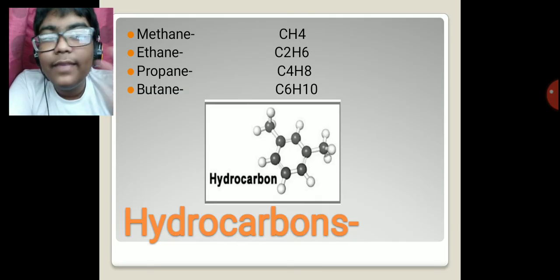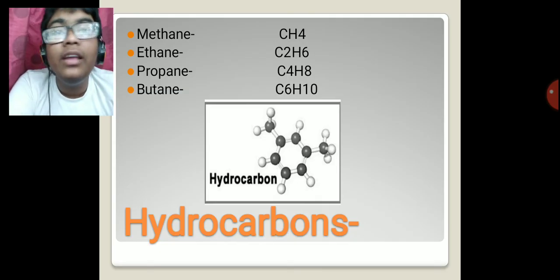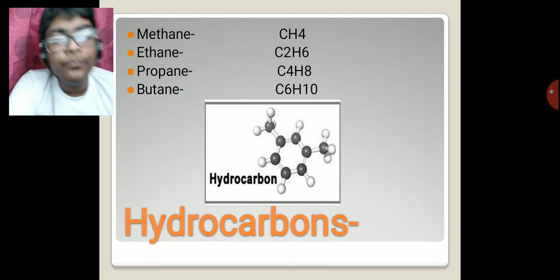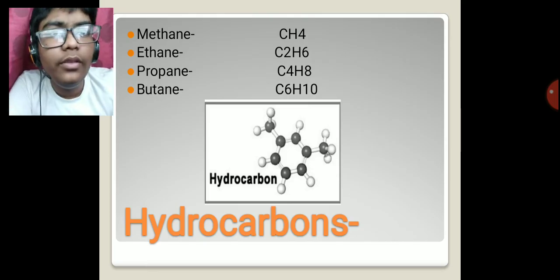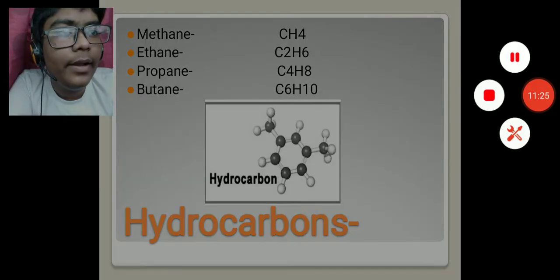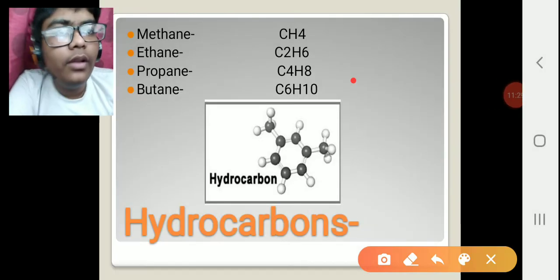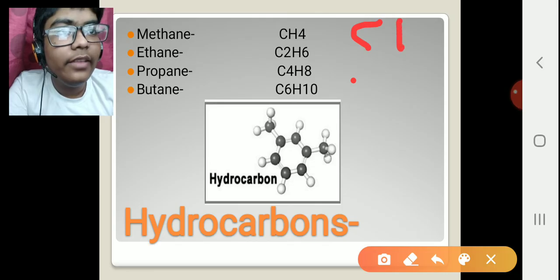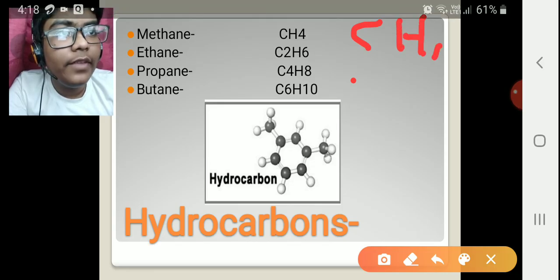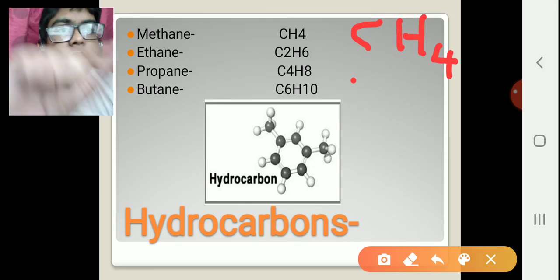Hydrocarbons, from the name itself you can understand that it is actually hydrogen and carbon. So here you have a simple trick for remembering these hydrocarbons. A simple technique is that you take C first and you take H. The first stage of H is going to be 4. This is methane.